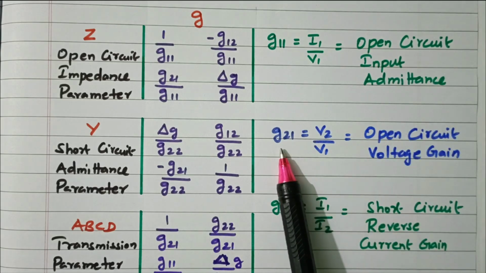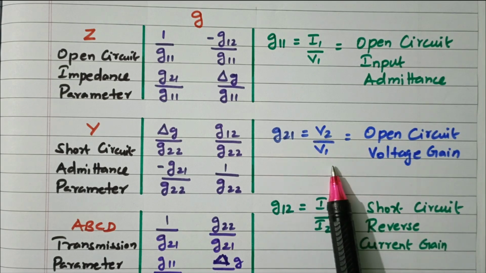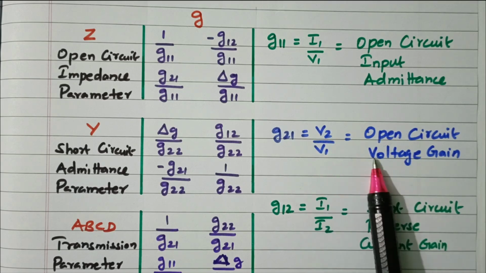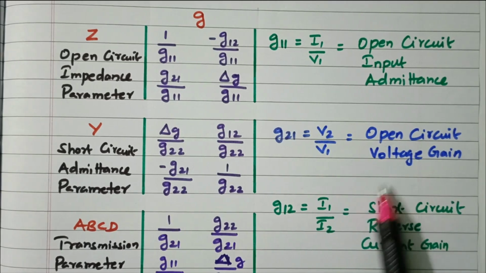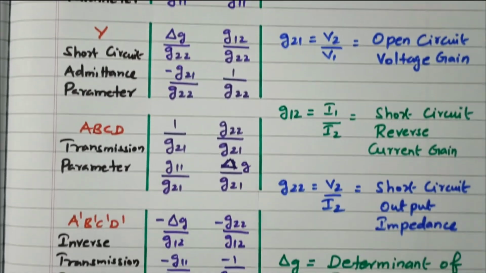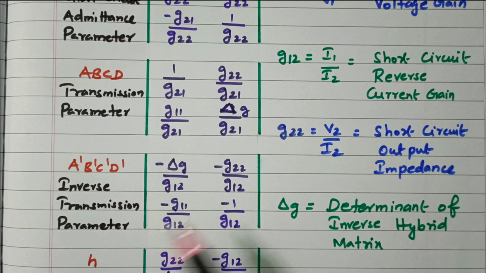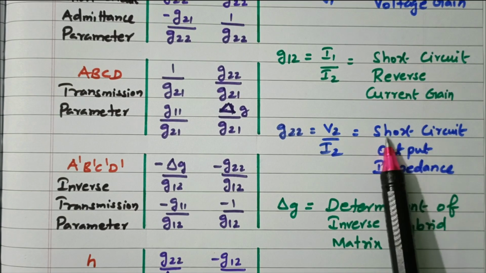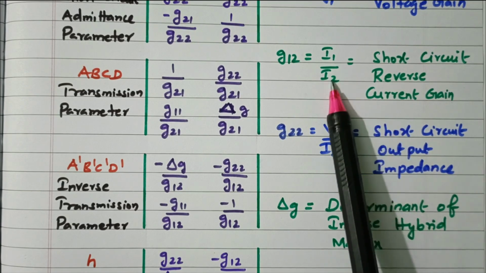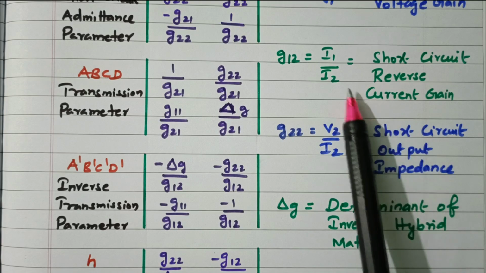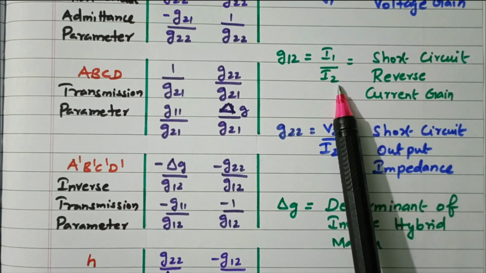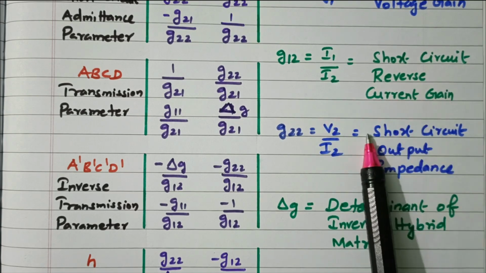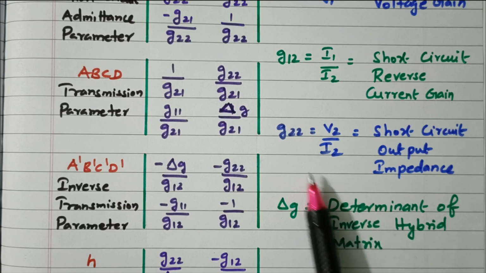circuit. G21 is V2 by V1, the open circuit voltage gain, output voltage by input voltage. Then G12 is I1 by I2. These two parameters come under short circuit. Both are currents, so it is a current gain. Normally it is I2 by I1, output current by input current, but here input current by output current is given. So it is the short circuit reverse current gain.